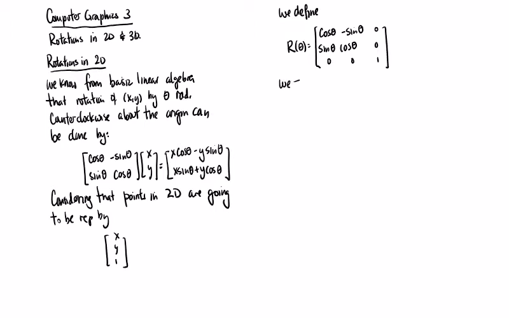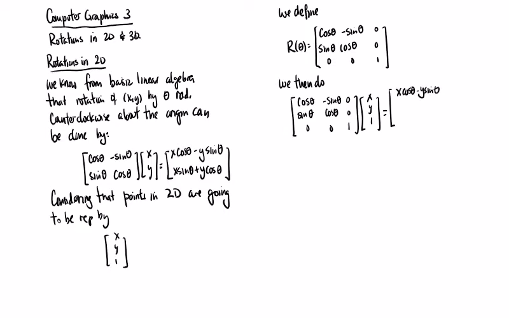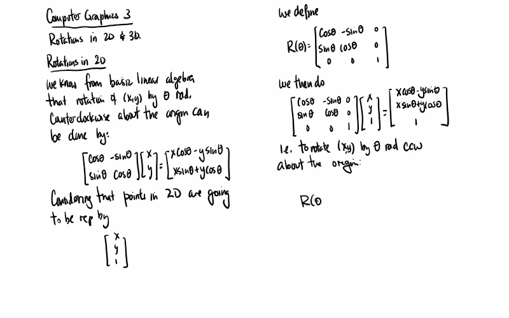We then multiply this matrix by xy1. And if you do this, you basically get exactly the same thing as on the left, except we get a 1 right here. So in other words, to rotate a point xy by theta radians counterclockwise about the origin, all we do is take that R of theta and multiply it by the point xy1. And that will do the job.